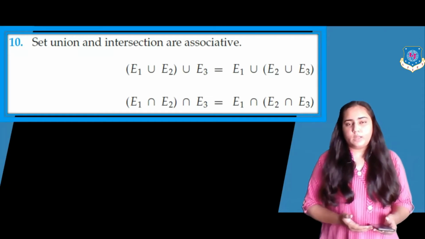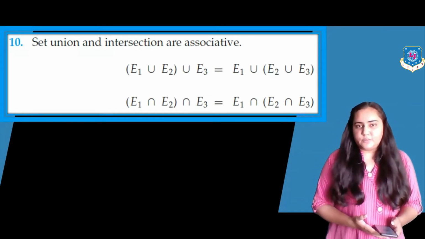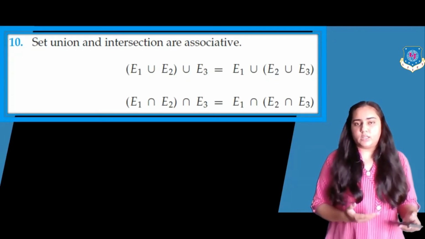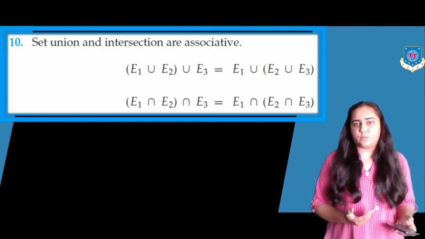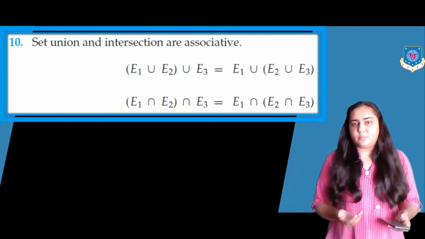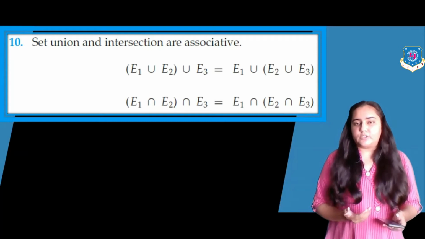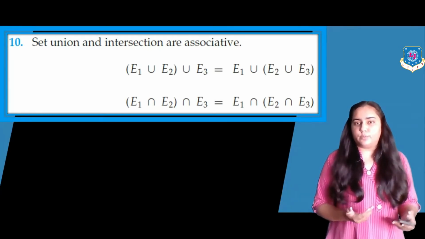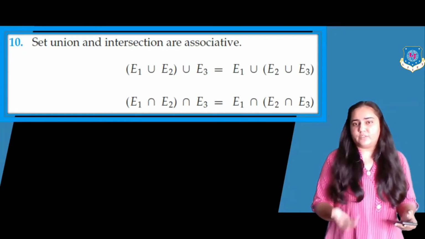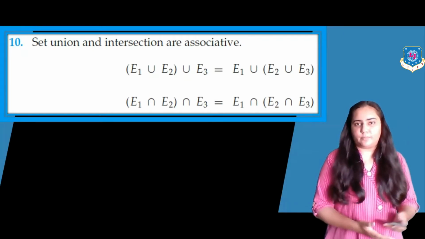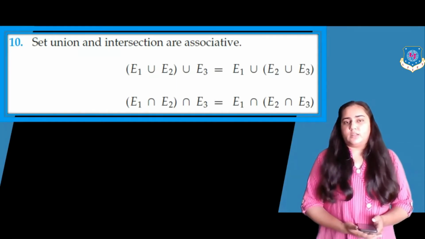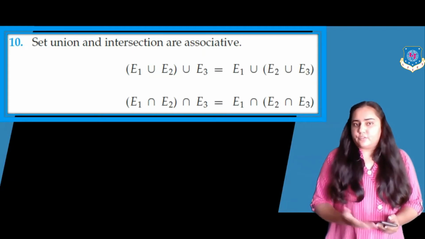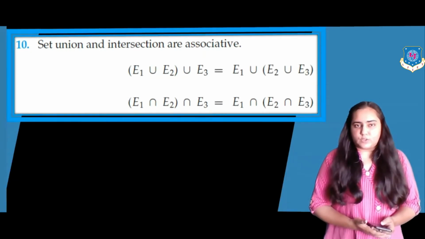This is also true for intersection, which means if I do E1 intersection E2 first, and then perform intersection of this result with E3, this is the same as doing E2 intersection E3, and then the result of that, I can do an intersection with E1. So this is known as associativity of union and intersection. And of course, once again, set difference is not associative.